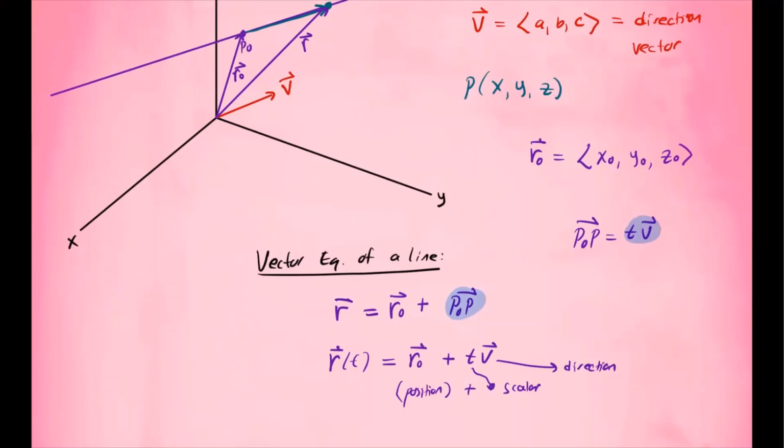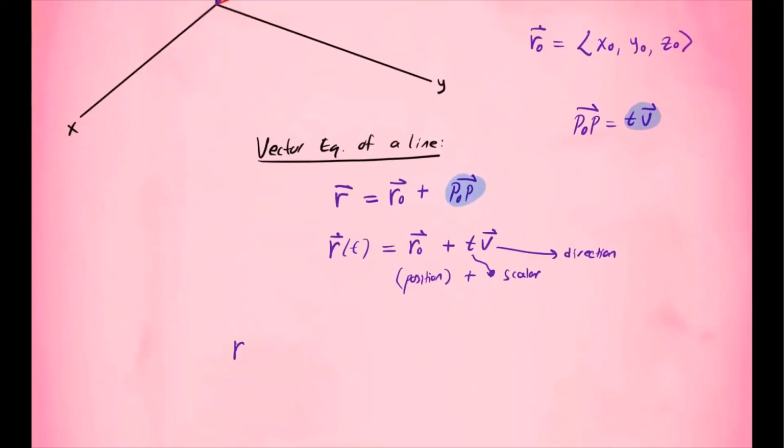So this is another way you can represent the equation of a line in space. If you expand this, this is how it's going to look. So r of t, the equation of the line in space, is going to be r0, which has the components x0, y0, z0, plus t times the direction, which is a, b, c. That's the components of the direction vector.